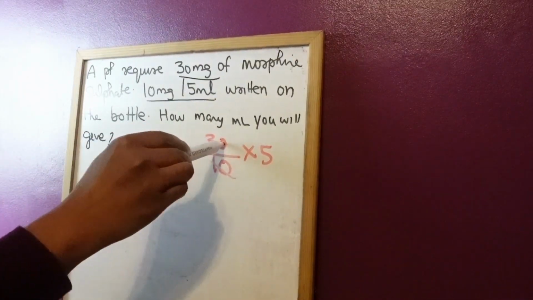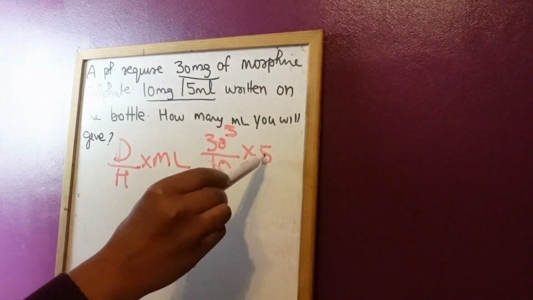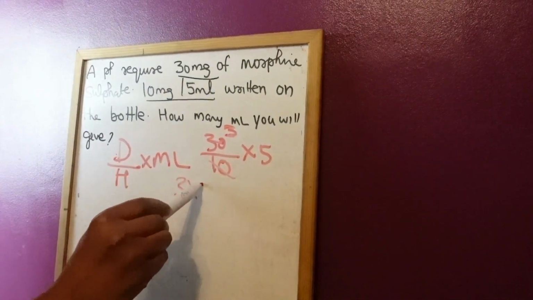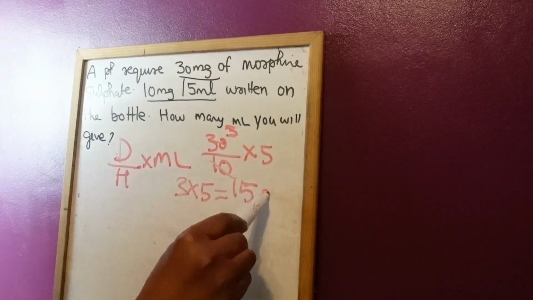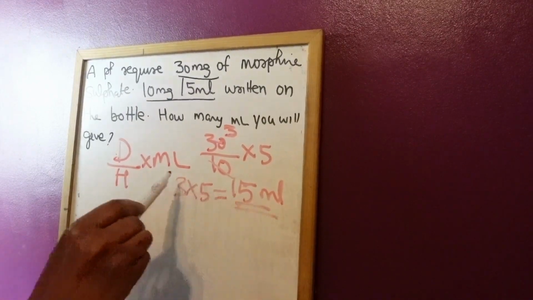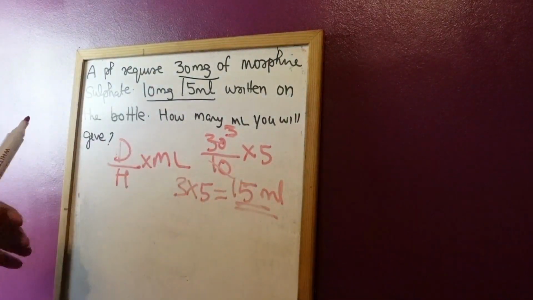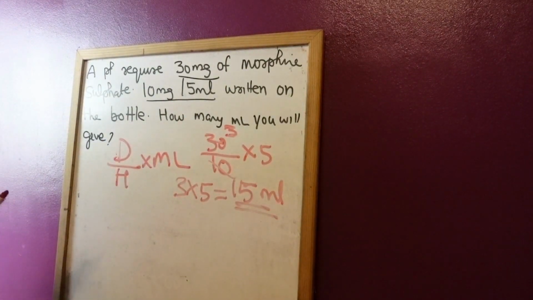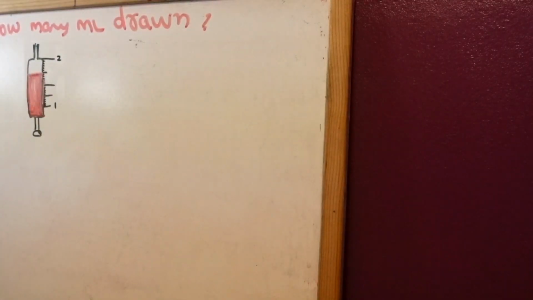Like 10 divided by 3, that means 3 into 5 is equal to 15 ml morphine you will give. Okay, so this type of question comes. I am just repeating and making different questions so you understand how to answer it. This type of question usually comes in the exam.